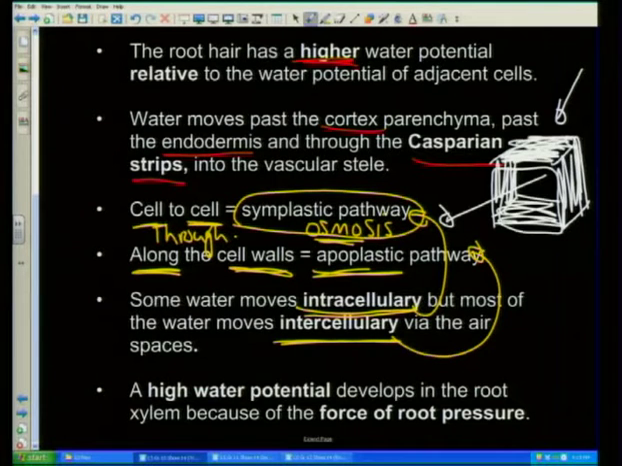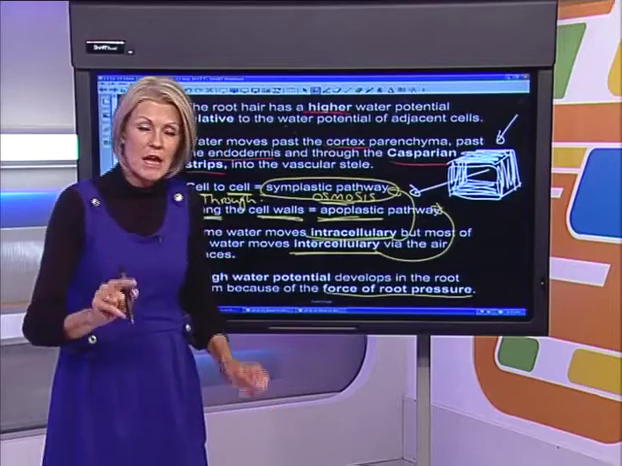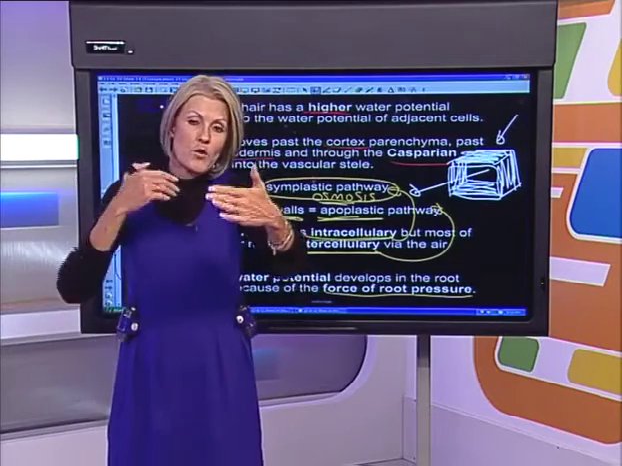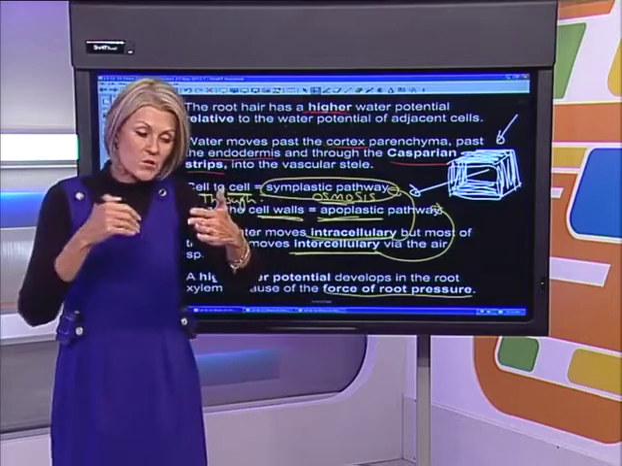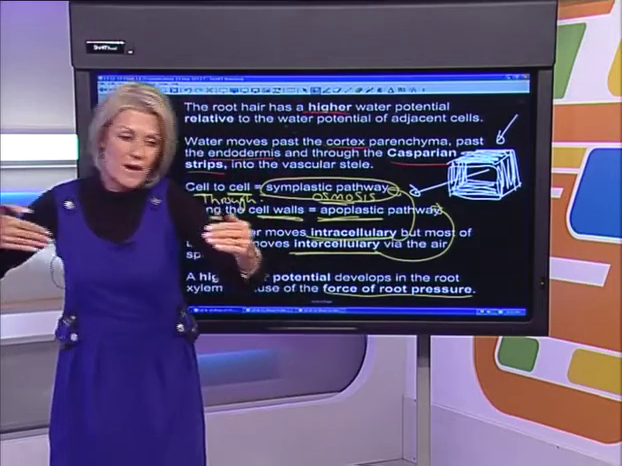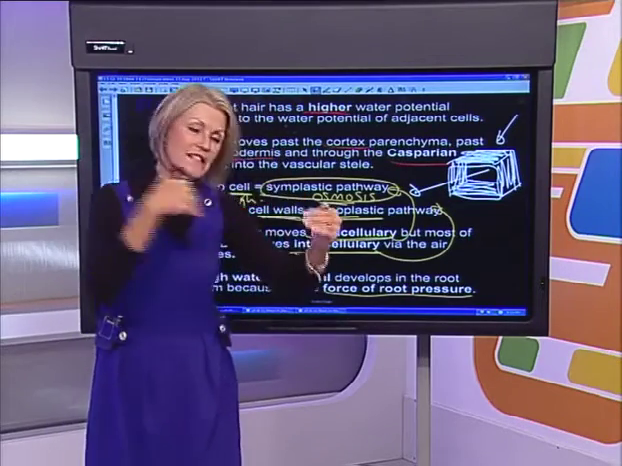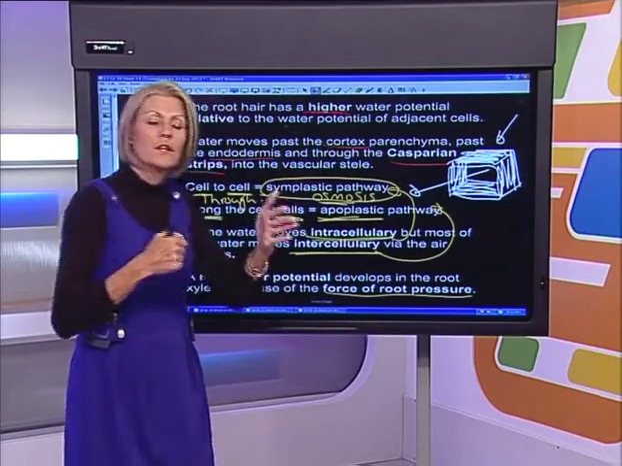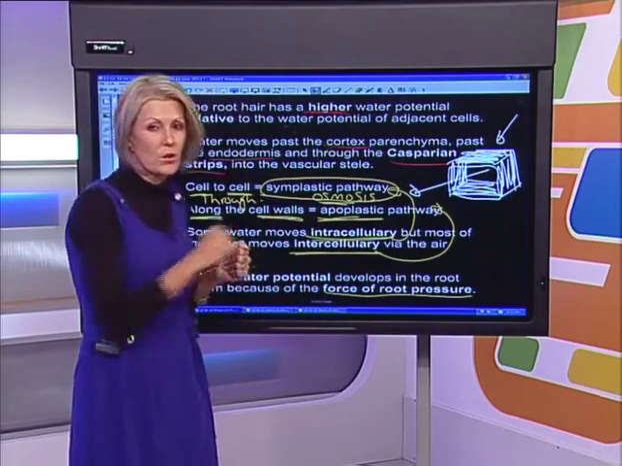All right, a high water potential develops in the root xylem because of the force of root pressure. That root pressure is, if I've got a queue and they really want to get through the door, as one person pushes through, a whole bunch of people push forward, and there's that pushing to get in. That's the water molecule pushing to get into the root hair all the time.